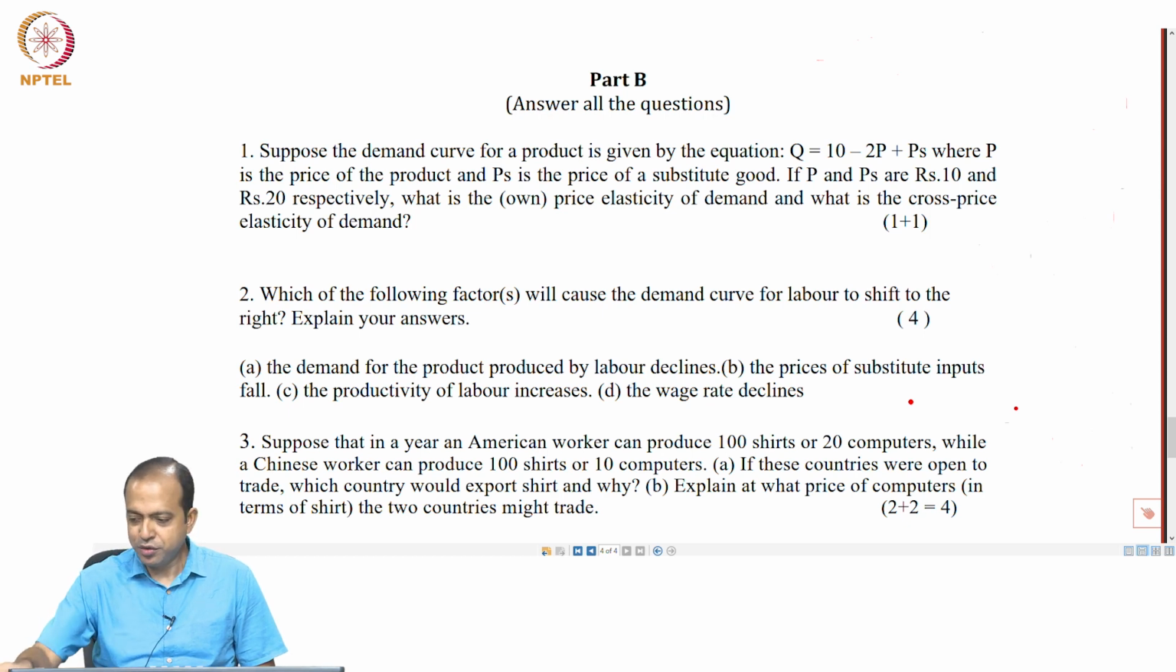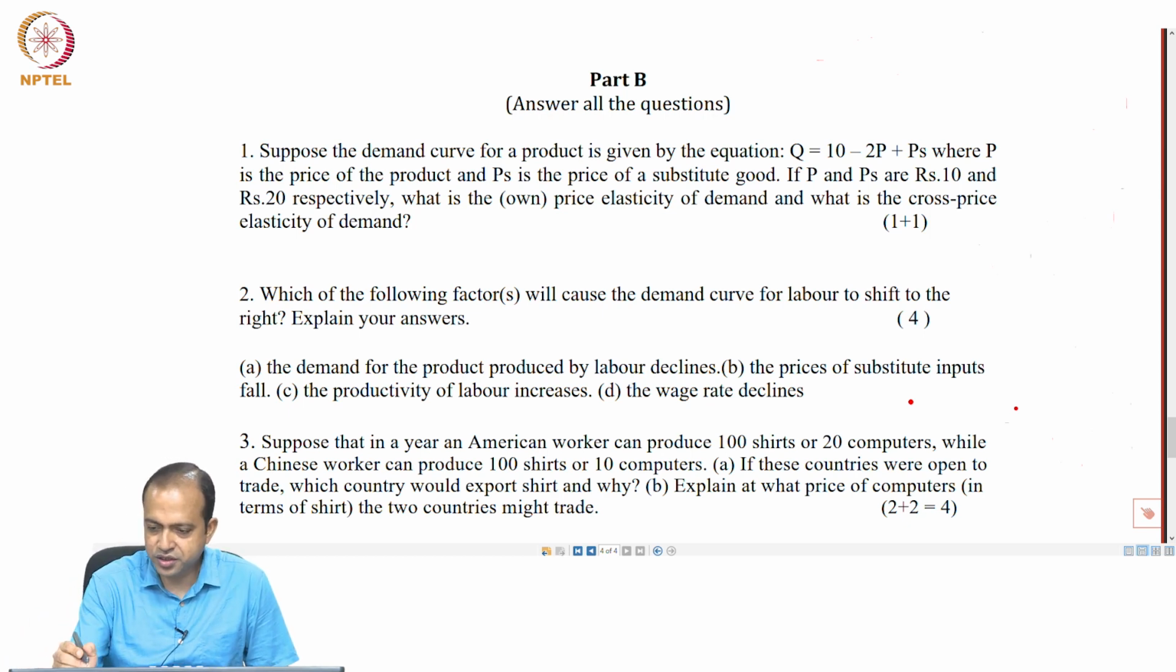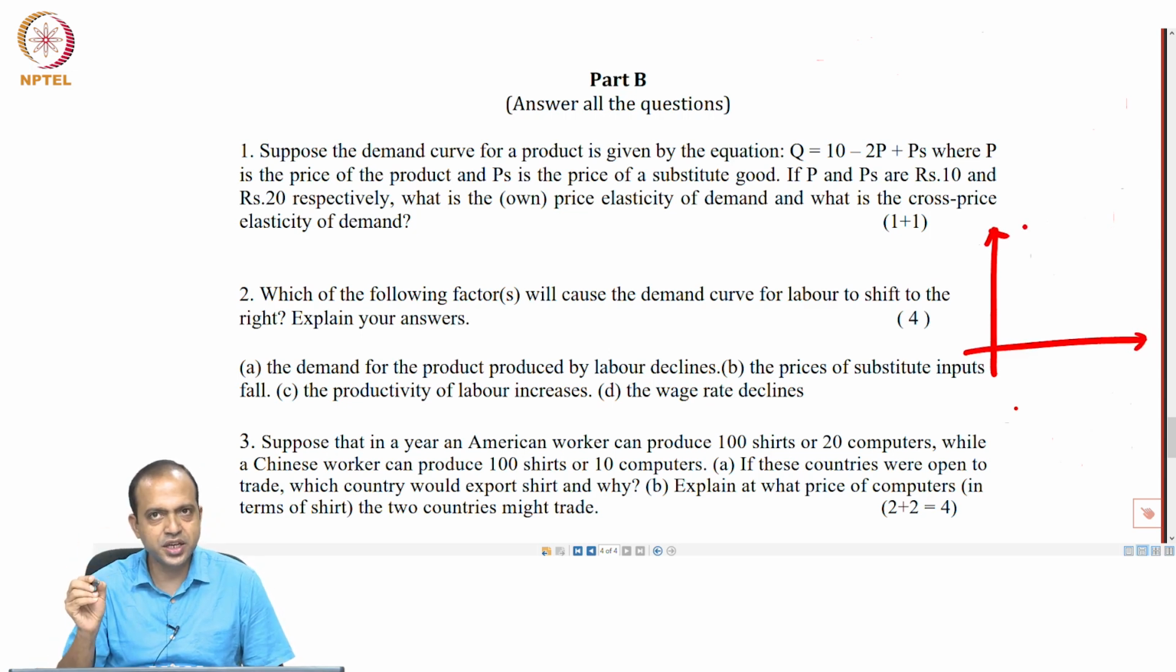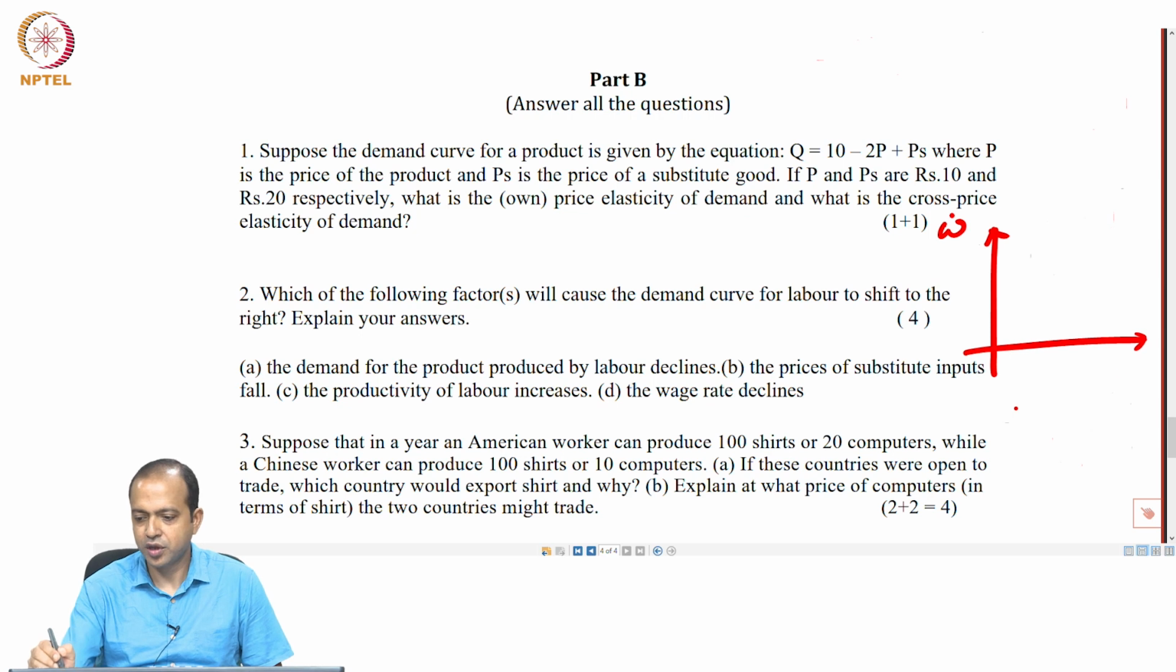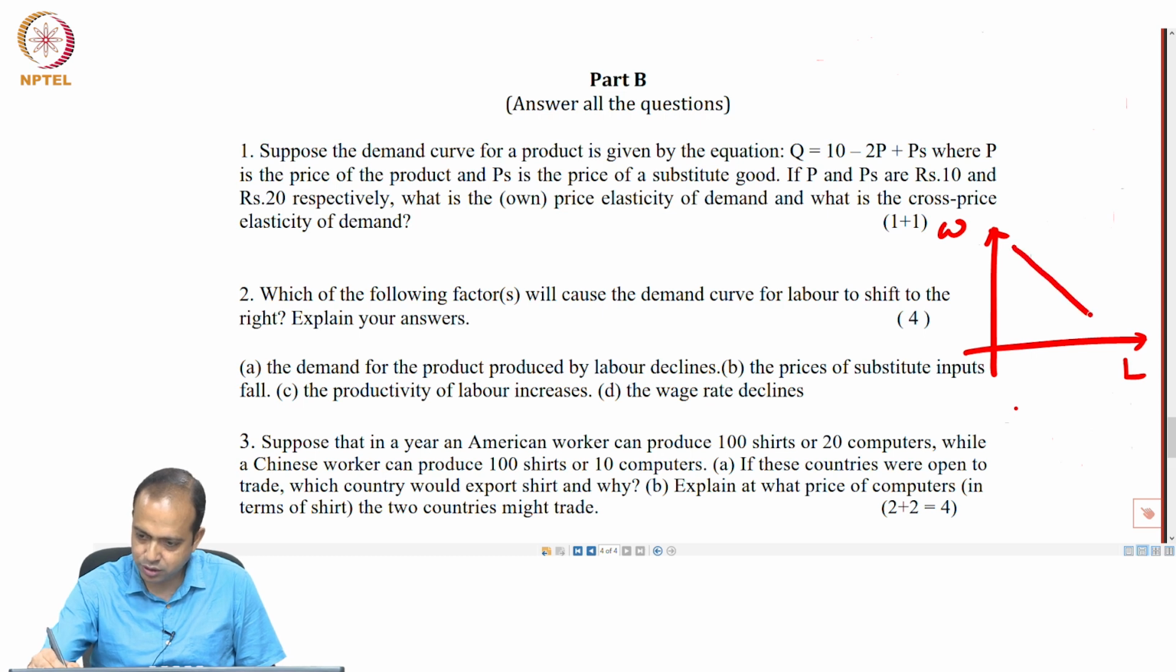First of all, let us say this is the labor demand curve I am talking about. In the y axis there should be price, and what is the price of labor? Price of labor is basically the wage rate, and this is demand for labor indicated by L, and let us say this is my demand.